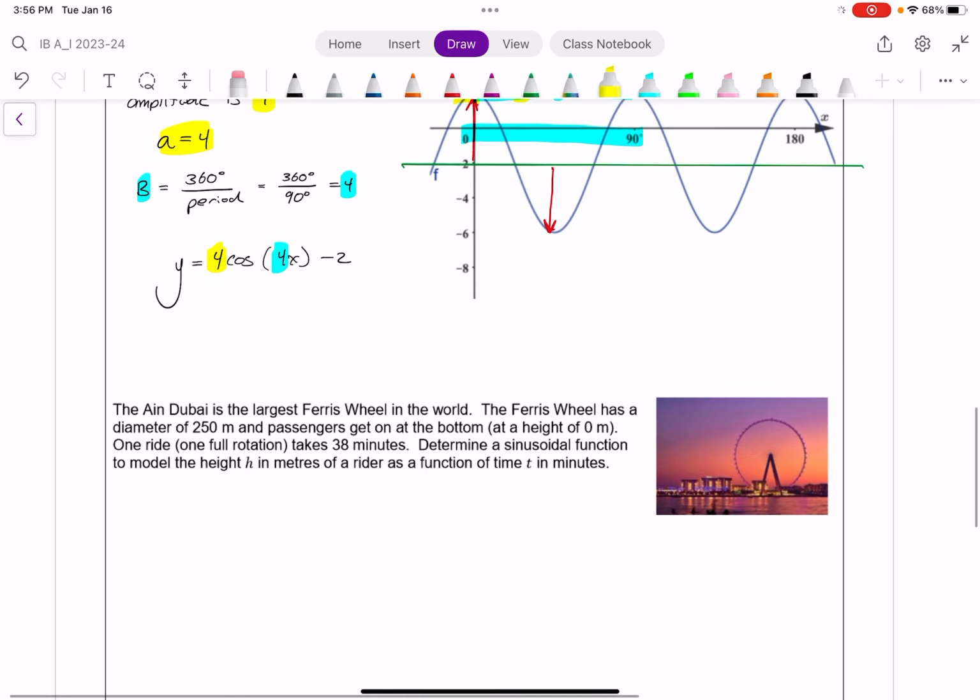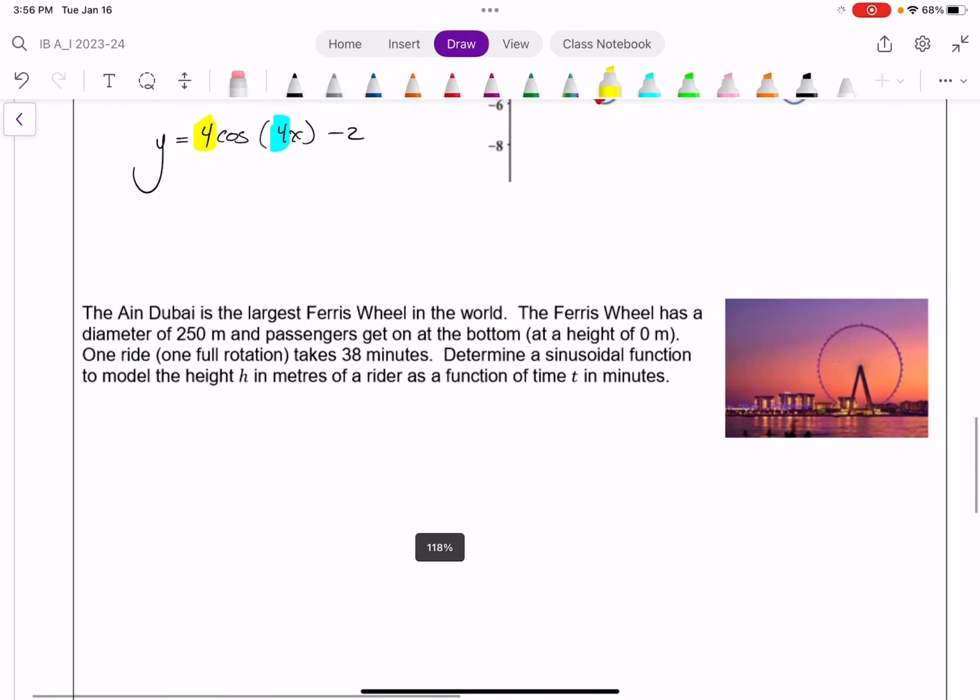All right, so for the last one, I'm describing some features of a Ferris wheel, and we want to use this to create an equation. So this Ferris wheel in Dubai is the largest in the world, at least at the time of me recording this video. It has a diameter of 250 meters. Passengers get on at the bottom, and one full ride takes 38 minutes.